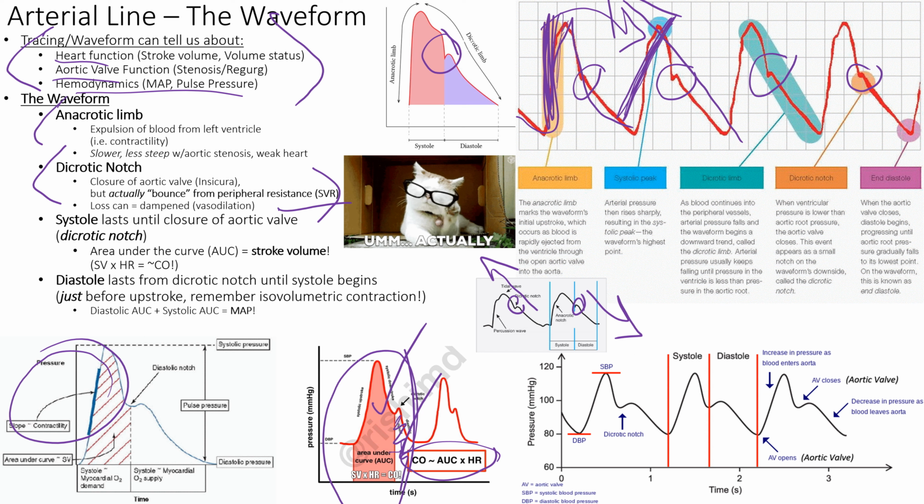Yeah, there's an anacrotic limb. That means when it's going up, and dicrotic when it's going down. And then systole lasts until, of course, the closure of the valve. We can estimate where it's going to close, right? Somewhere in that area. And again, this is our systolic or stroke volume there, and the rest of it is your diastolic blood pressure. And then we can calculate a MAP from it, right? So area under the curve times heart rate is your cardiac output if we're just doing the systolic portion. Right, diastole lasts from the dicrotic notch approximately to when systole begins again, right? And systole technically begins just before this section right there.